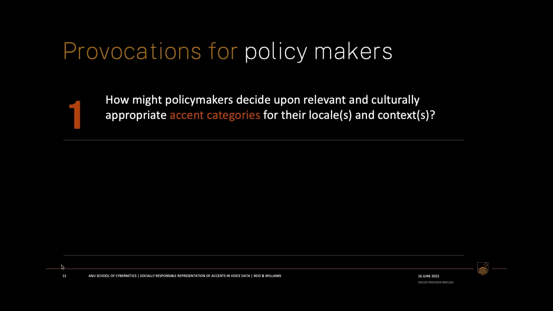We'll now turn our attention to policymakers, who are primarily concerned with designing and enforcing accountability measures that reduce harms and accentuate benefits. One key consideration here is defining accent categories that are appropriate to the policy context. These might differ between service delivery, healthcare, or education. Different features of the accent might be needed to ensure equity. So, how might policymakers decide upon relevant and culturally appropriate accent categories for their locales and contexts?